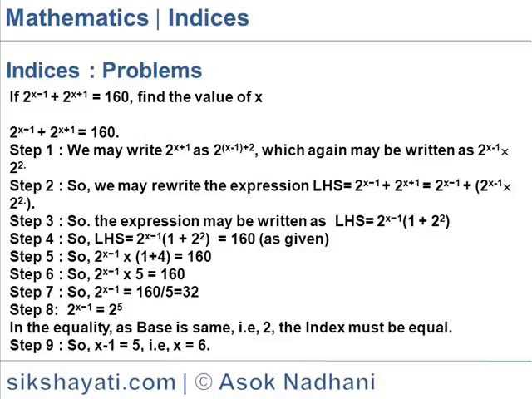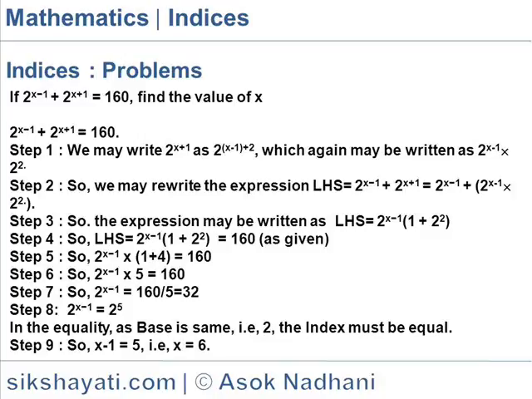So in step 4 you get the left hand side expression value as 2 to the power x minus 1 into 1 plus 2 square, that is 1 plus 4, equal to 160, that is given in the problem. So in step 5 you get 2 to the power x minus 1 into 1 plus 4, that is 5, is equal to 160. So 2 to the power x minus 1 into 5 is equal to 160. So 2 to the power x minus 1 equals 160 by 5, which is 32.